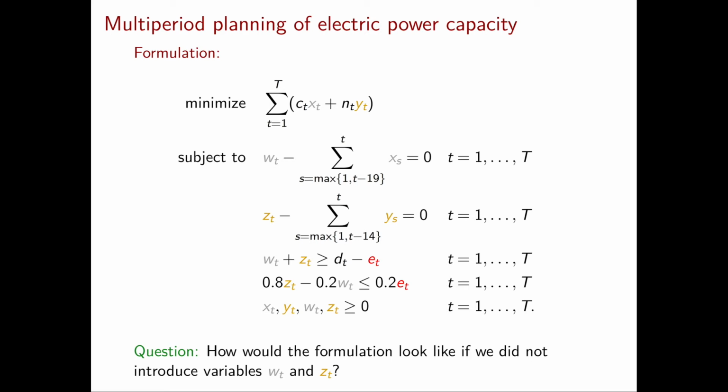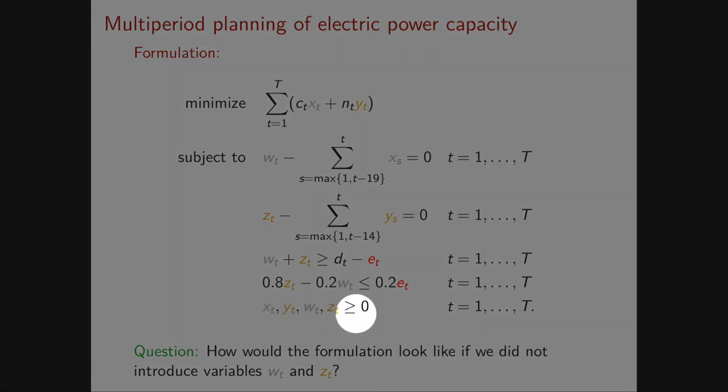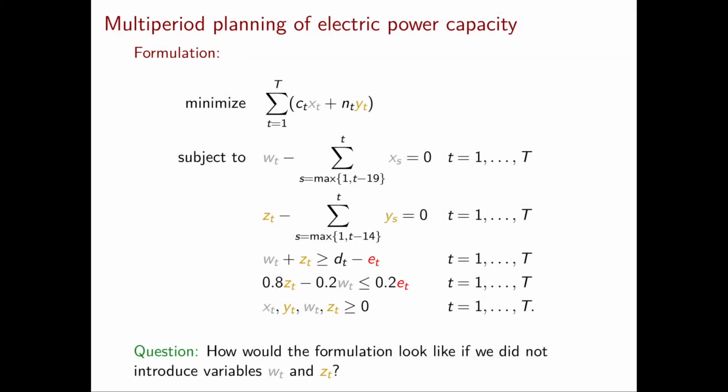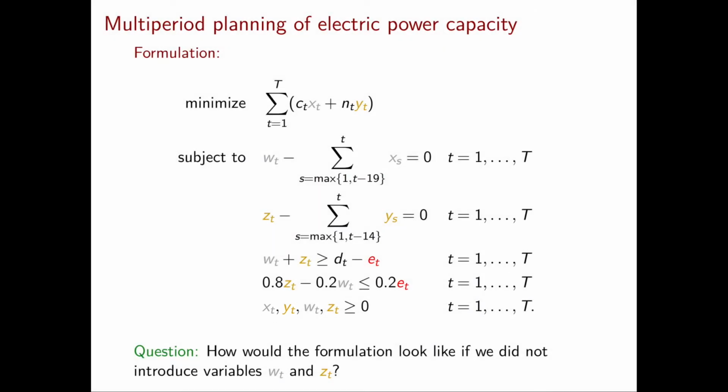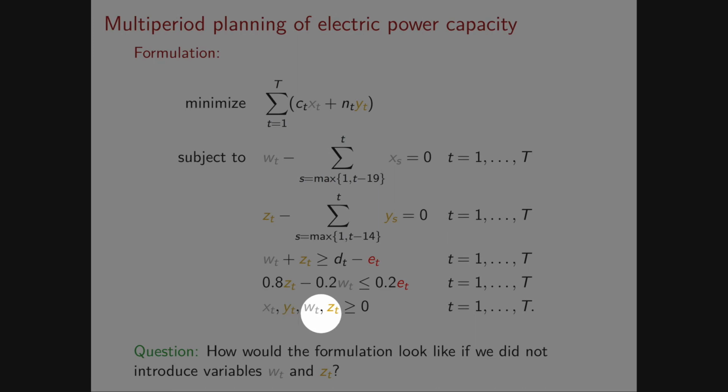The last thing I want to discuss is what about non-negativity. So here we quickly wrote that all our decision variables should be non-negative. However, if you think a little bit more deeply about this, we could definitely avoid writing wt and zt over here, because what is really important is that x and y's are greater than or equal to 0. Then the non-negativity of w and z immediately follows from these equality constraints.